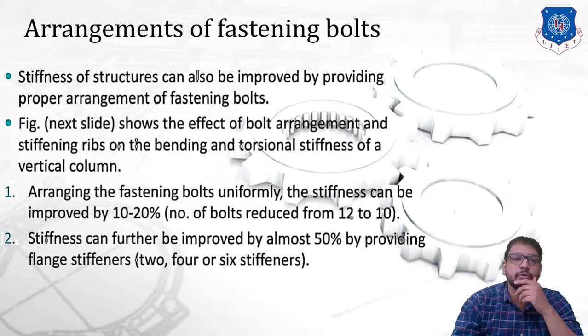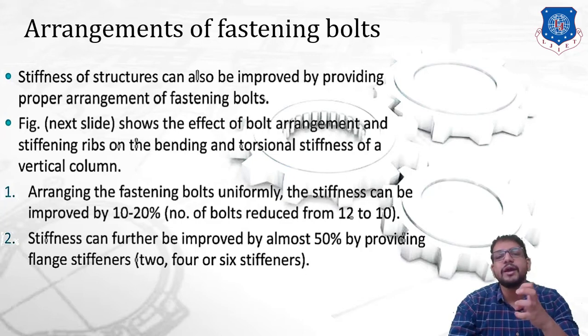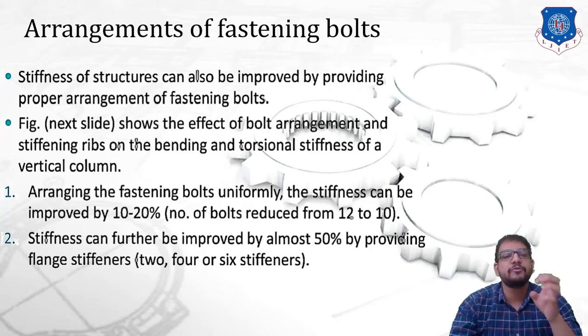Arrangement of fastening bolts. The stiffness of a structure can also be improved by providing a proper arrangement of a fastening bolt. Fastening means tightening bolt. Now, the next figure, which you are going to see in the next slide, shows the effect of bolt arrangement and stiffening ribs on the bending and torsional stiffness of a vertical column.